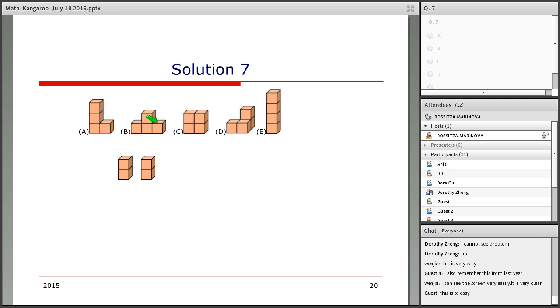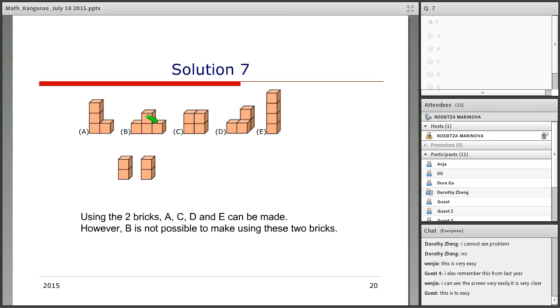The only option which is not possible is option B, because if you see over here, if you use, let's say, this brick horizontally, then you cannot have these 2 bricks on an uneven level. At the same time, if you use this brick where my pointer is showing, again you will have these 2 cubes apart. So B is not possible using these 2 bricks. Excellent. So the best approach would be to eliminate the structures which you are able to build out of these 2 bricks.